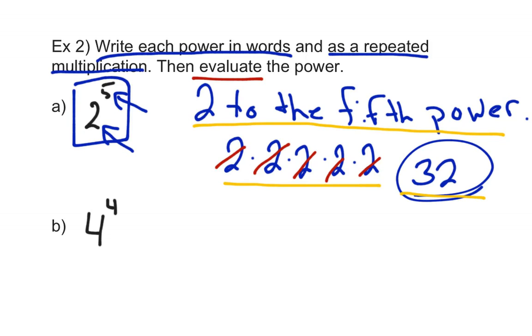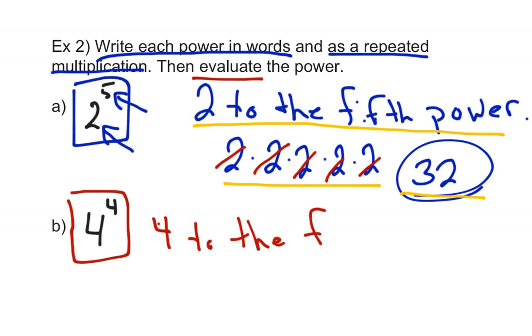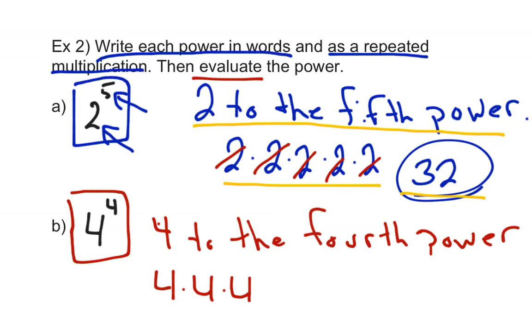Okay, I'll change colors here for you. When I read this out loud, I say 4 to the 4th power. So I'm simply going to write that down: 4 to the 4th power. Okay, so write it out in words, 4 to the 4th power. Write it as a repeated multiplication: 4 times 4 times 4 times 4. The 4 is the base. That's what's being repeated. There are 4 of them because that's my exponent.